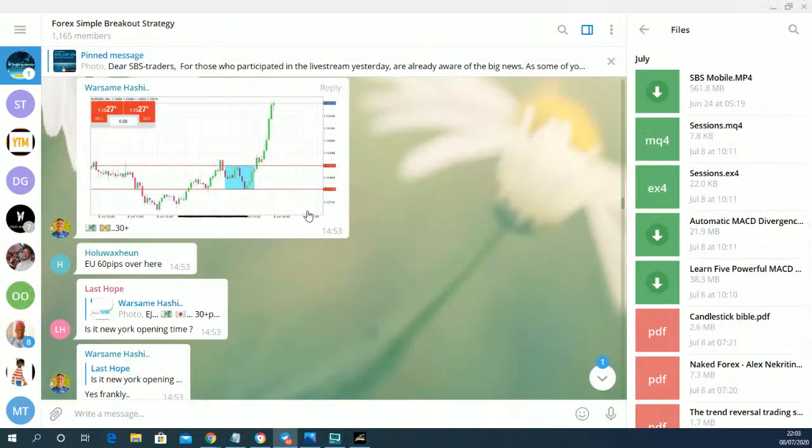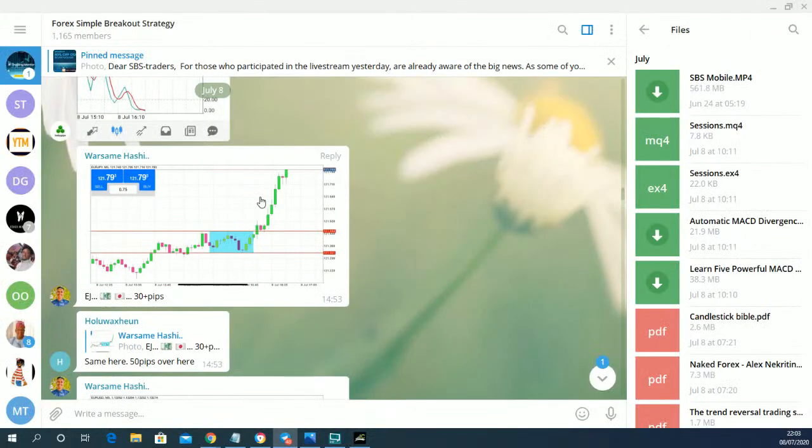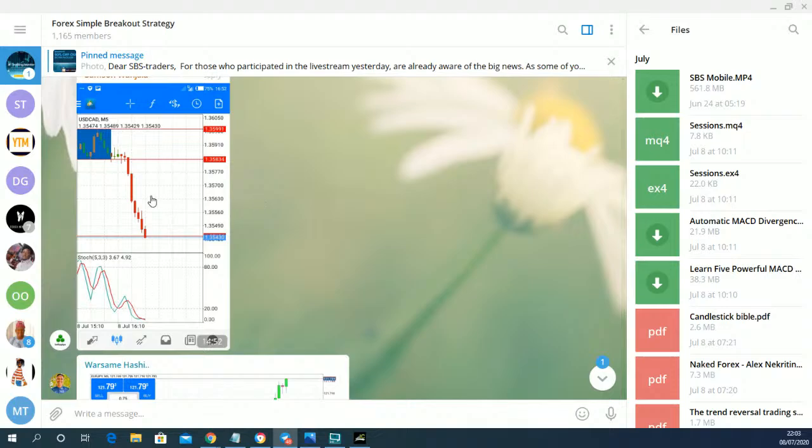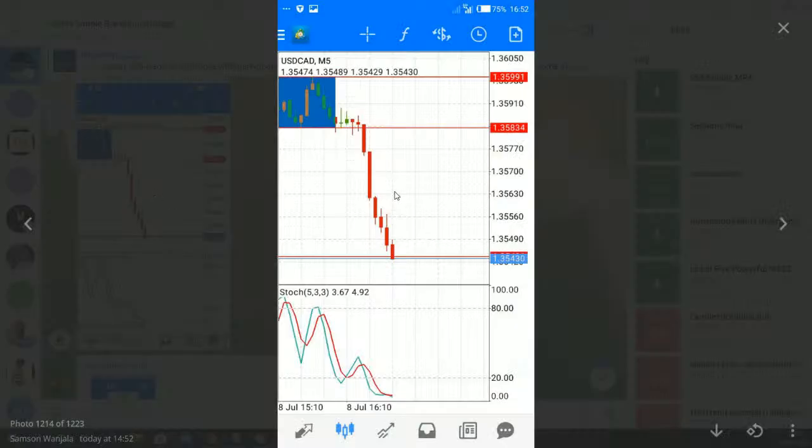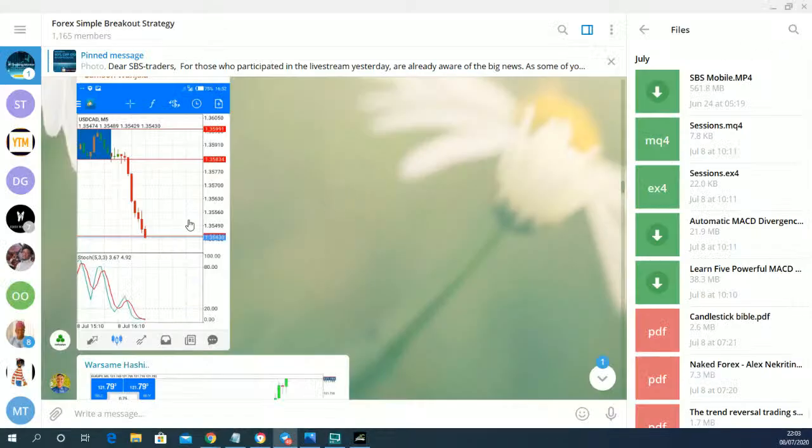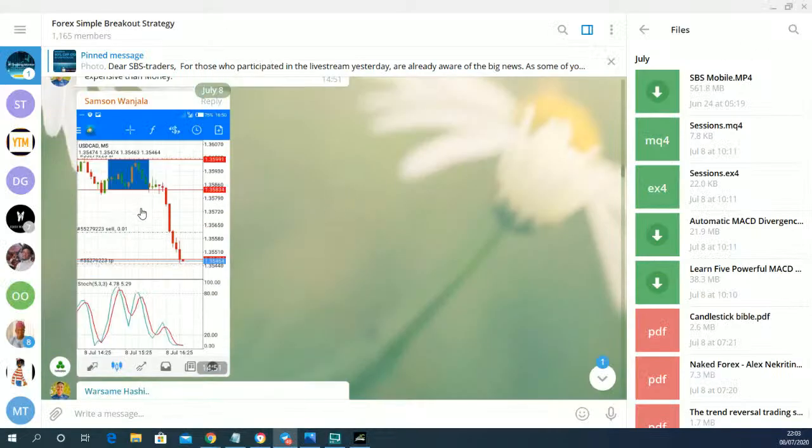Okay, all right. What else? Okay, this is another one. So this is a breakout here, and off it goes. It's just running down. It has a target. It's chasing the next support level. It's running to the next support level. Okay, so let's see more.